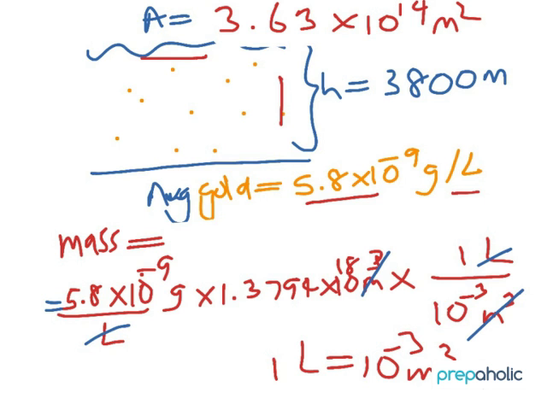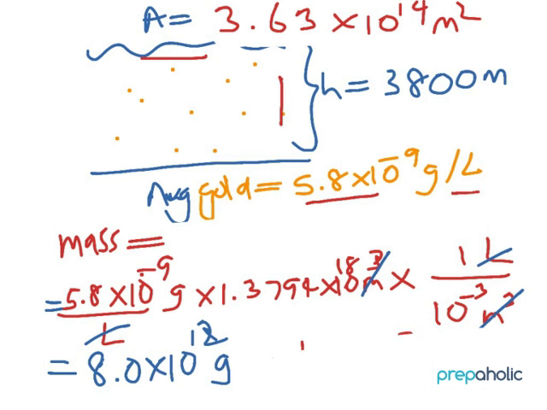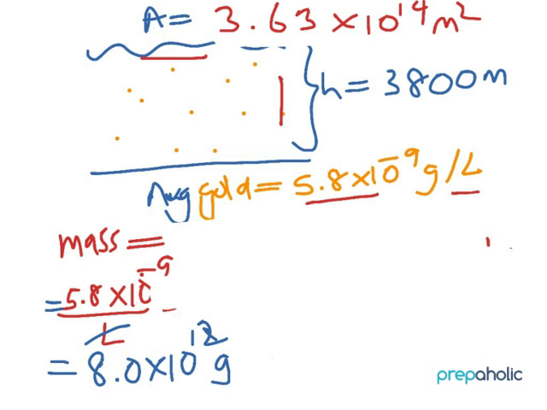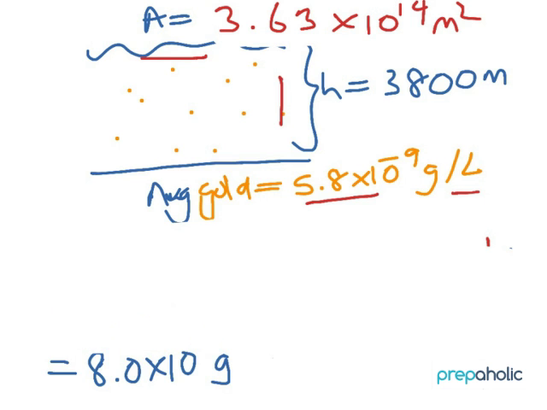so the mass of the gold is going to be equal to 8.0 into 10 to the power 12 grams. Sorry, that's a 2. So now that we've calculated the mass of the gold, we can now go on to calculate the volume of the gold.